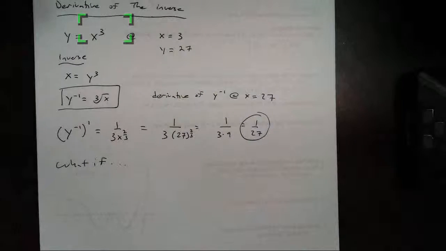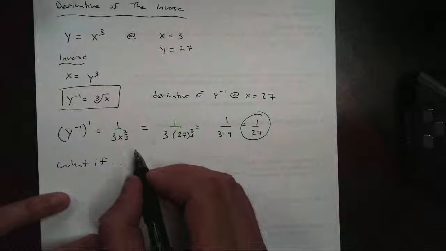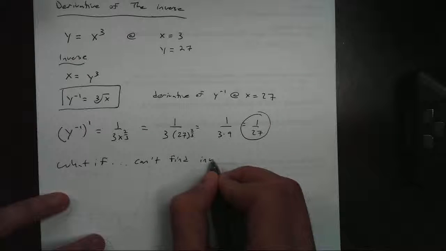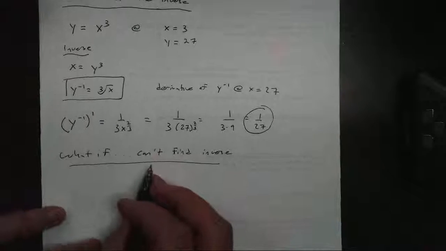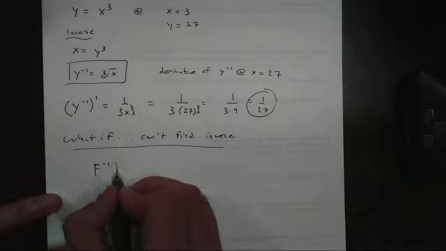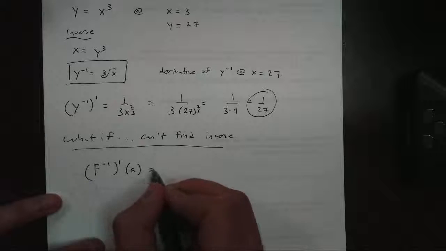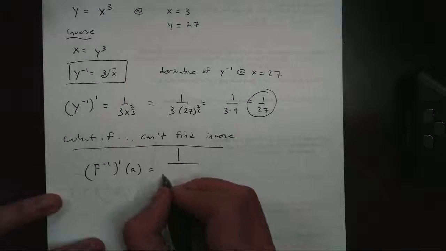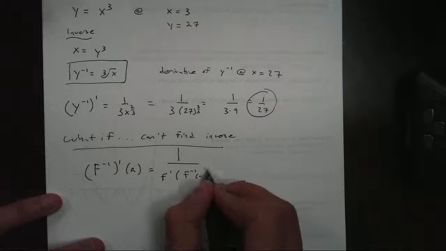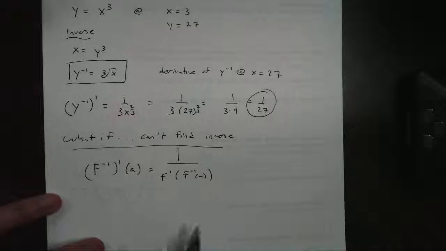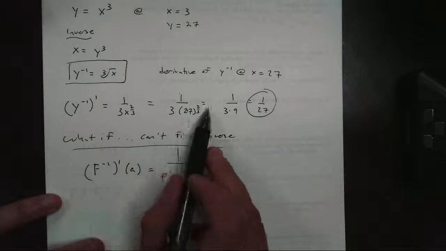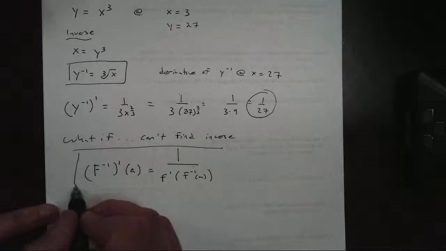There we go. The problem is, what if we get a function where we can't find the inverse? Sorry about that. Well, we have a rule for that, and it's this. The derivative of the inverse function at a point is the following: 1 over the derivative of the function, evaluated at the value of the inverse at that point. Big mouthful, but you kind of see it. We've got it right there. And this is our rule.